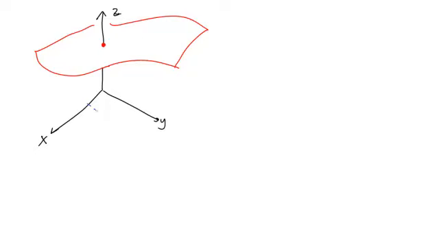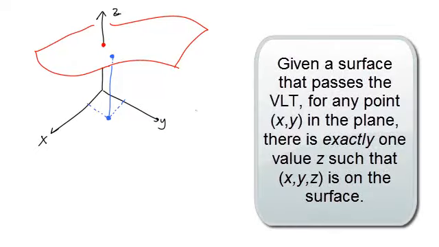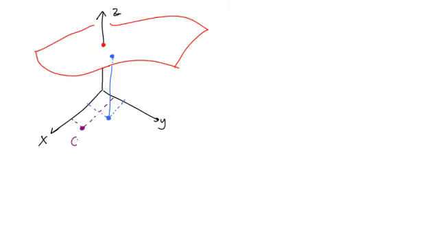So if we were to go and pick any point in the xy plane, this point right here, then there is one and only one point on this surface connected to this. And no matter where I am, if I were to pick this point over here, this particular xy value, then, because it passes the vertical line test, there would only be one point on the surface with these xy coordinates.